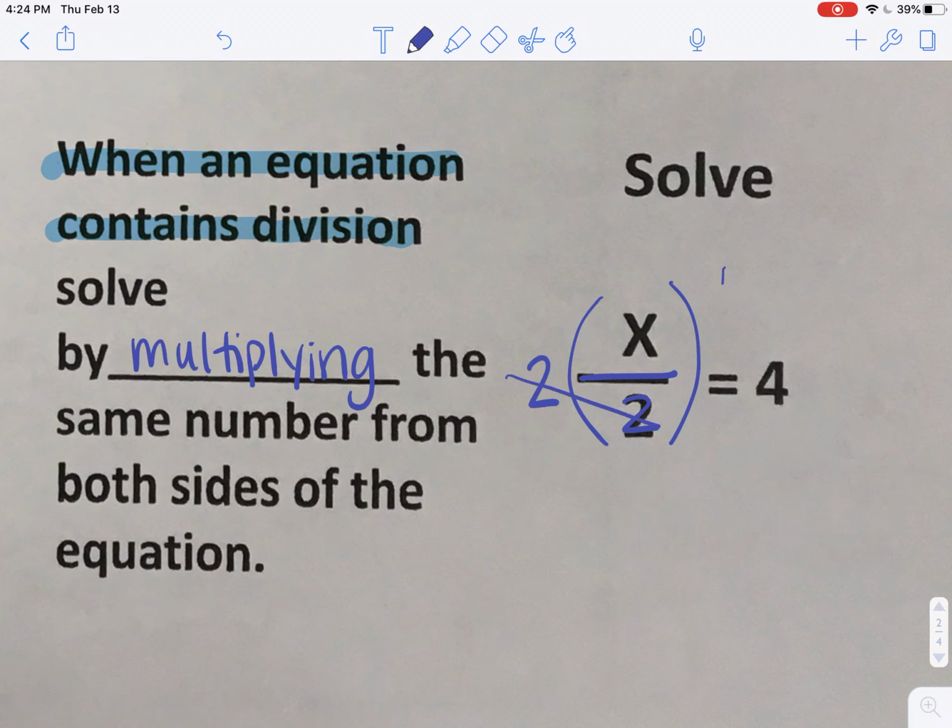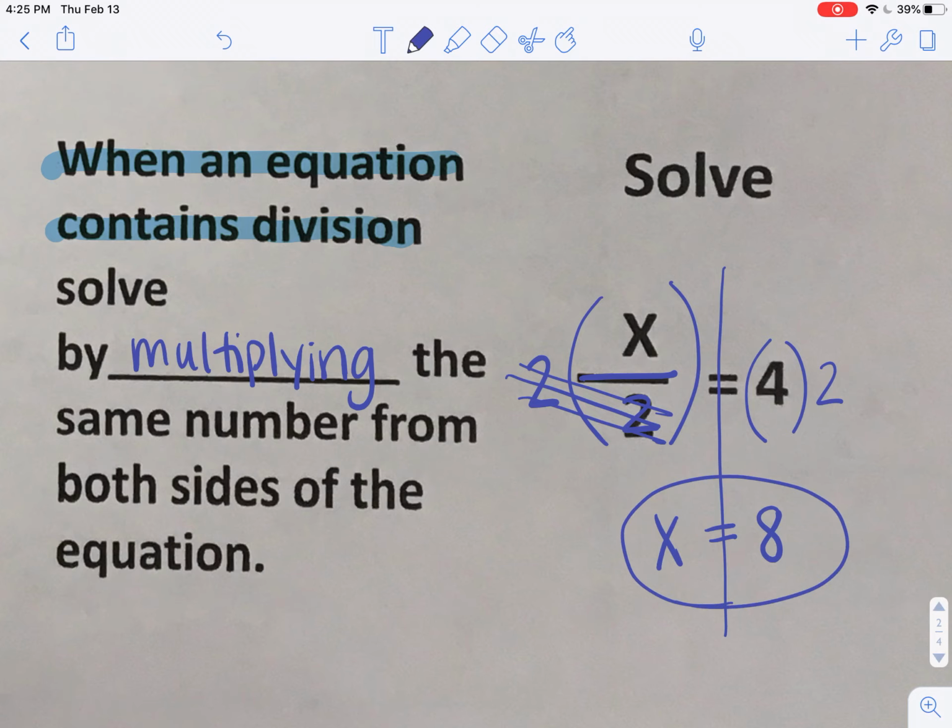What I do to one side of the equation, I have to do to the other side of the equation. So I'm going to multiply the 4 by 2 also. These 2's went away, so now I only have x on this side equals 8. And that is our final answer.